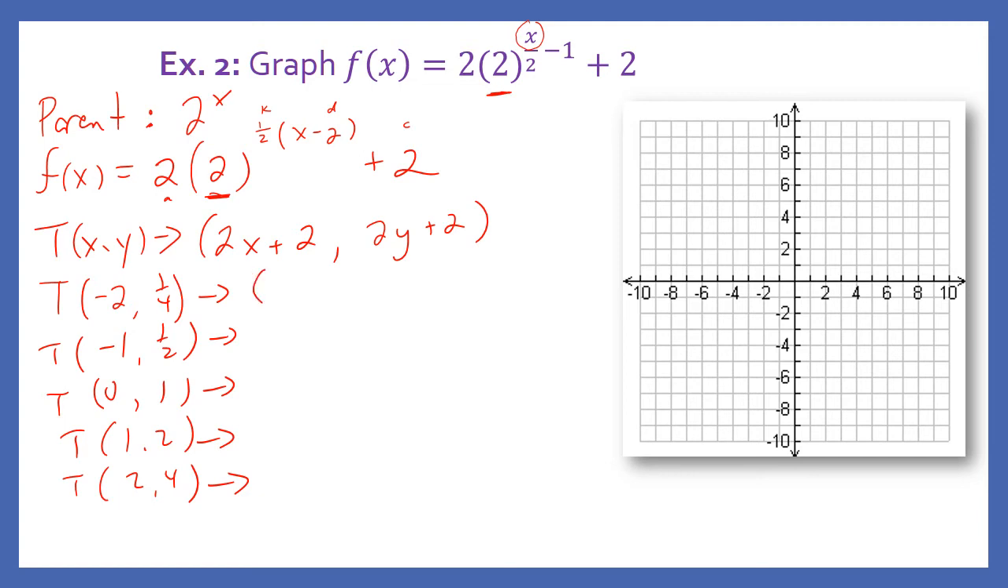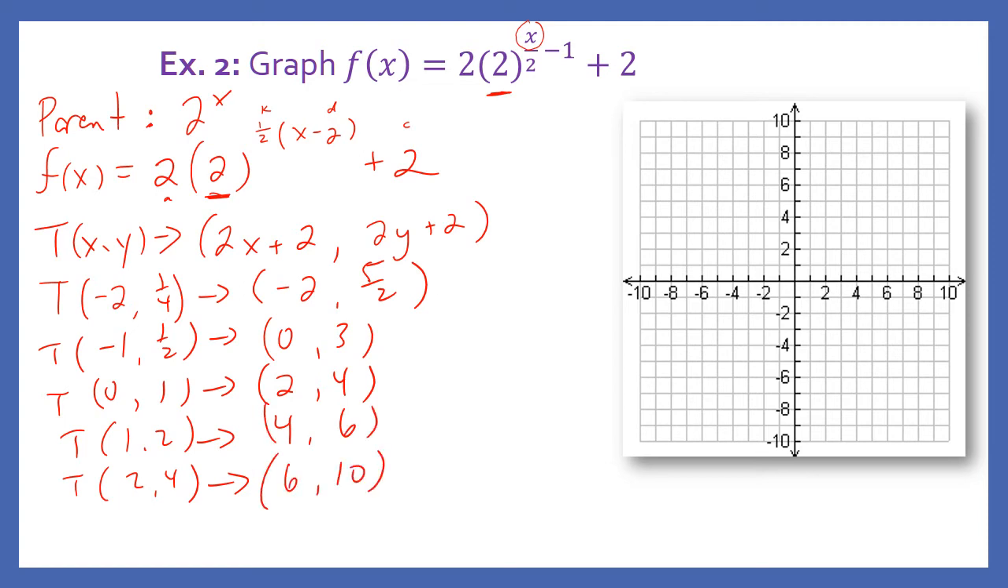Hopefully you got these: -2 and 5 over 2, 0, 3, 2, 4, 4, 6, 6, 10. If you got all those right, give yourself a one-handed high five. Let me know how that goes.